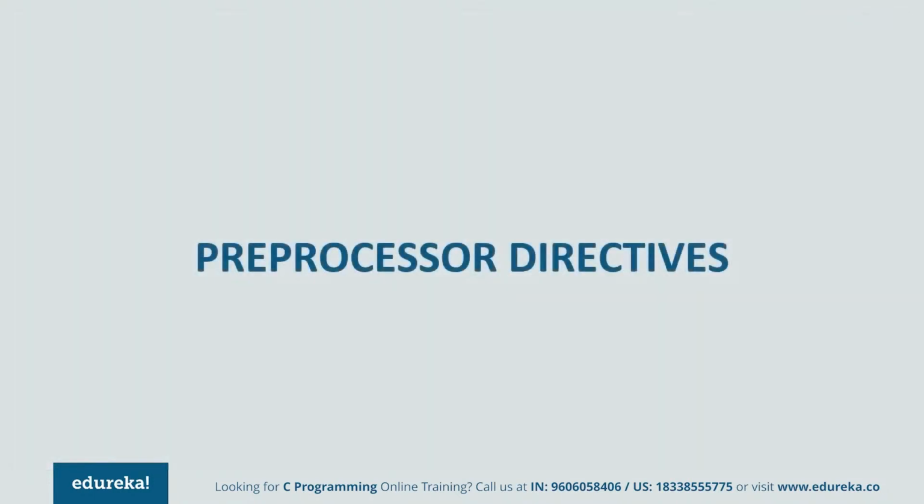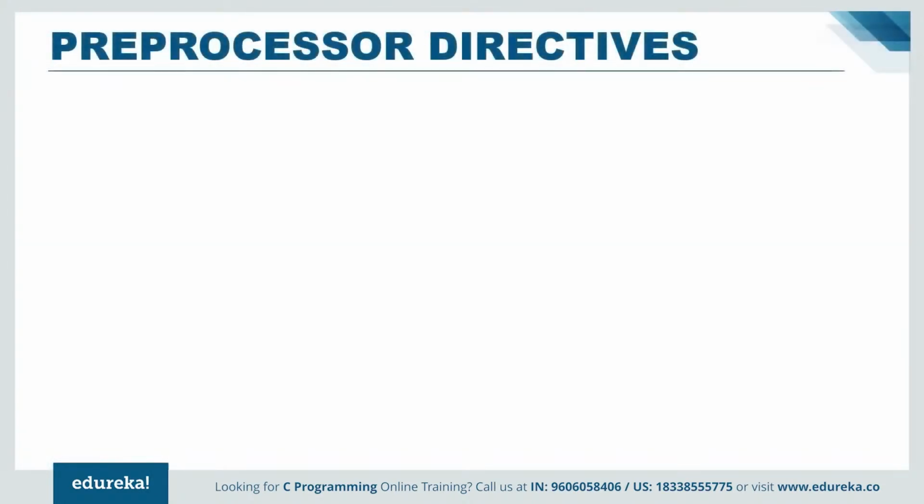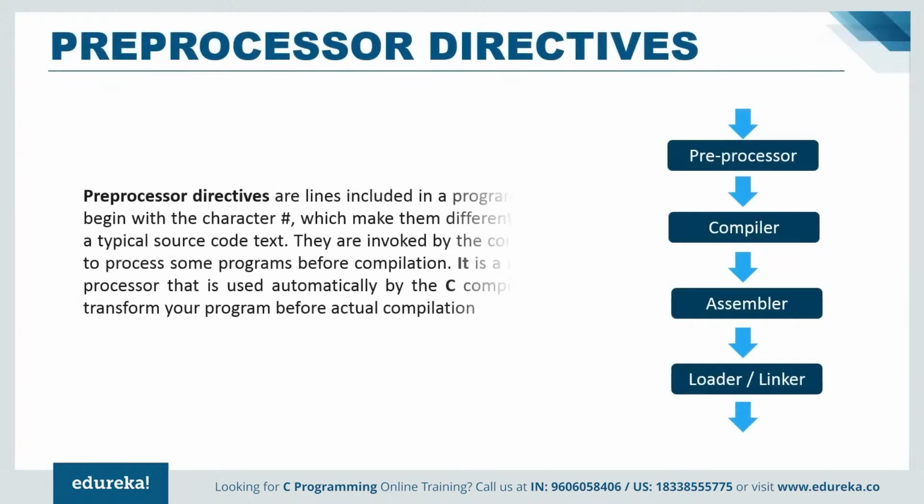Followed by this, we shall move into the preprocessor directives, which happen to be the most important concept in the C programming language. The preprocessor directives are lines included in a program that begin with the character #, which makes them different from the typical source code. They are invoked by the compiler to process some programs before compilation. It is the macro processor that is used automatically by the C compiler to transform your program before actual compilation.